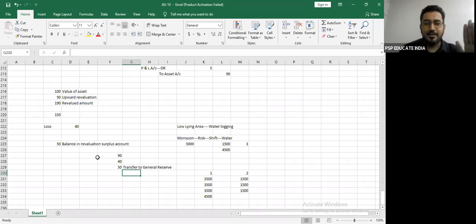Are you getting it? Are you all conceptually clear with this? Quickly on the chat box, yes or no? Are you all conceptually clear with this? Yes or no?